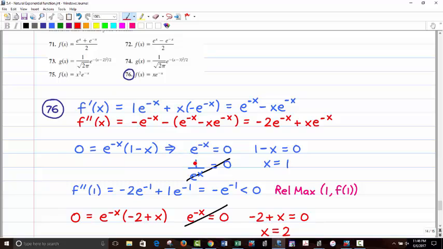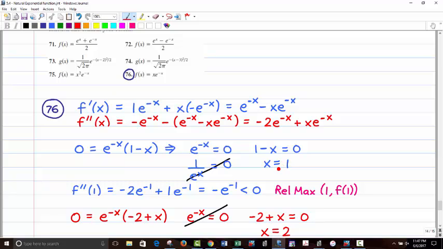And then here, this is interesting because you have 1 over e to the x now equals 0. Well, 1 over something can never be 0. We're not talking about a limit here. We're talking about an exact 0. So that's gone. That produces nothing. So 1 is the only critical number.